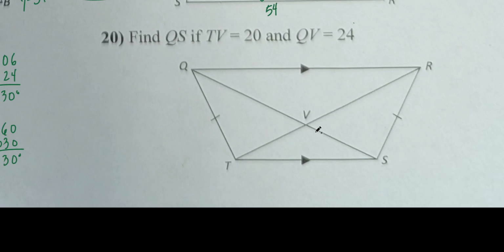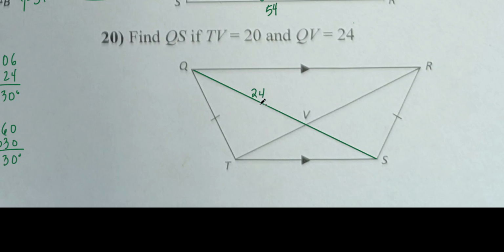Okay? All right, what about this thing right here? Find QS. Where's QS? Well, it goes from here to here. So that's what we got to find. And it says QV is 24. So that is 24. I don't have my sheet. I'll just put it on my desk. So QV is 24.